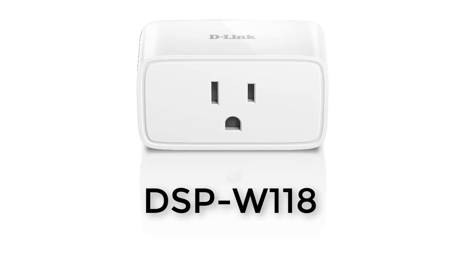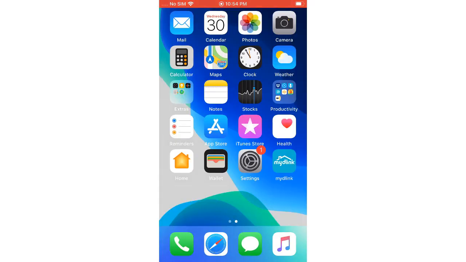Hey everyone, today I'll show you how to set up and install a D-Link smart plug, model number DSPW118. The steps will be similar for other smart plugs. I will be using an iPhone for this setup, however if you're using an Android phone the steps will be similar. Let's go ahead and plug in the smart plug and wait until the status LED flashes amber.